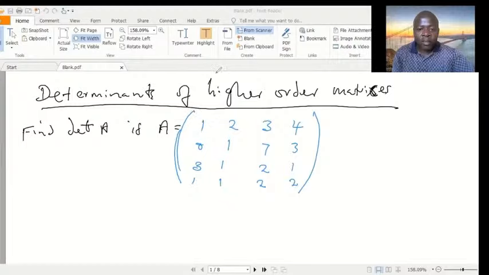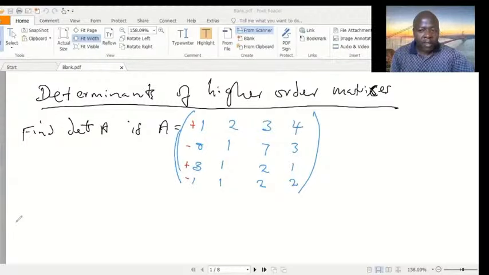What will be the signs? So the signs will be positive. Let me just use another pen. The sign there will be positive, negative, positive, negative. I'm doing along the first row.